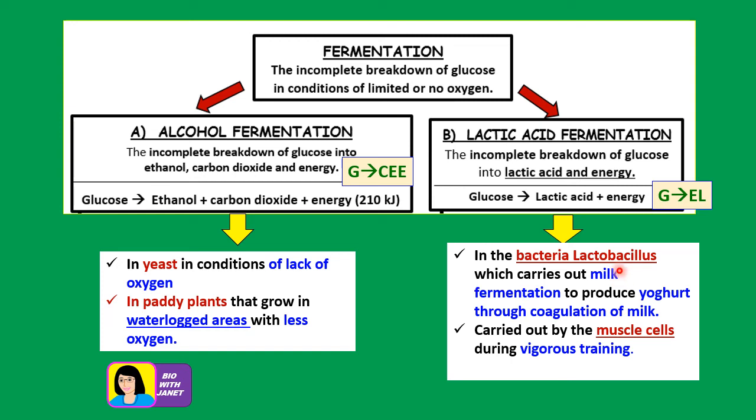So the bacteria Lactobacillus will carry out lactic acid fermentation and produce lactic acid. Okay, and then this lactic acid acts on the milk protein and coagulates it. And that's how we get yogurt. Then the sour taste of the yogurt is due to the lactic acid produced by this bacteria called Lactobacillus, all right, from the incomplete breakdown of glucose.